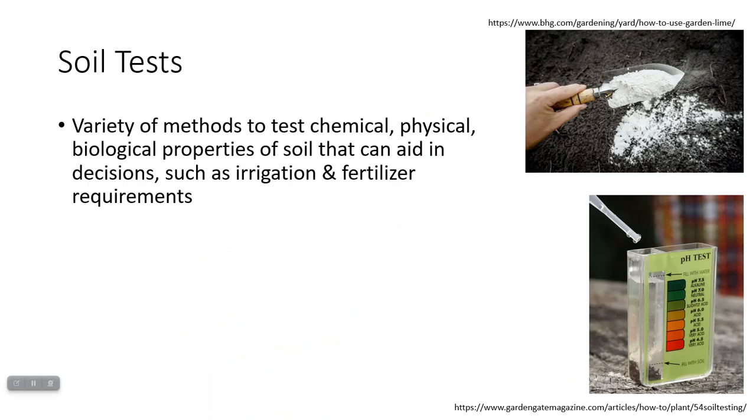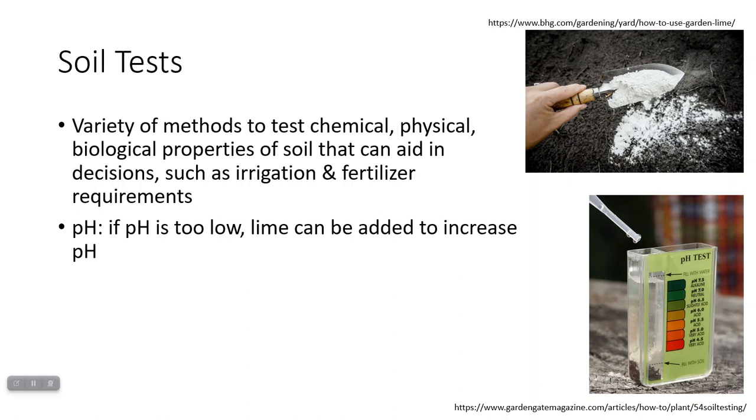And then that's only one of a number of tests that you can run. You can run various tests to test the chemical and the physical properties of soil. This allows you to make decisions like, how do I irrigate? If I have a very easily waterlogged soil, I may not have to water as often, but I may have to make sure that water drains properly. And then it can also help you decide what fertilizer requirements you have.